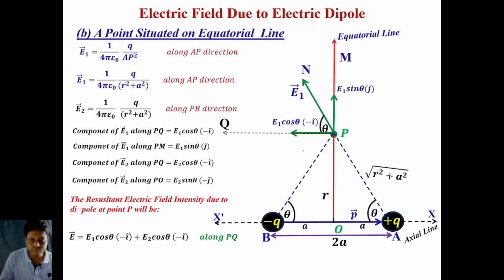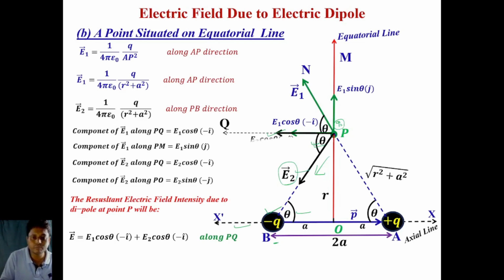Now, we are going to consider this negative charge. If a unit positive charge is here at point P, then due to this negative charge, it will be attracted along the PB direction. So the electric field intensity will be along the PB direction. Let this be E2. As this angle is theta, obviously this angle will be theta because this line PQ is parallel with the x axis, xx dash. Then E2 has two components.